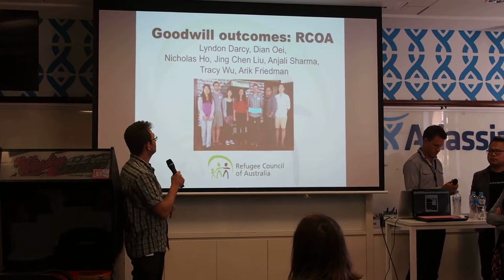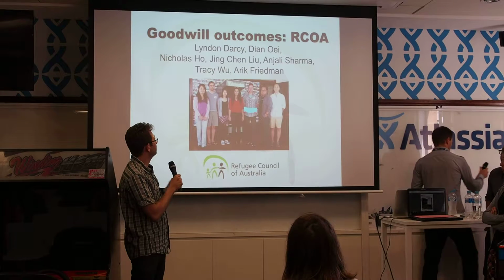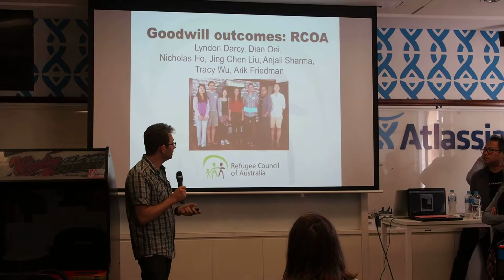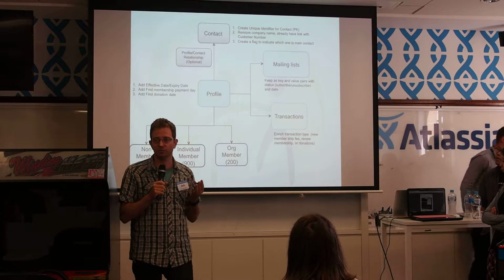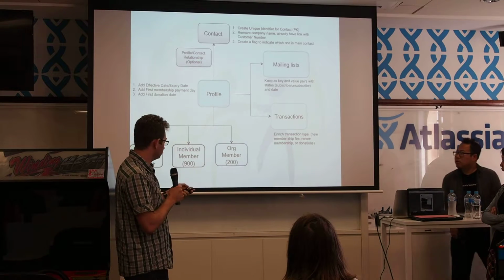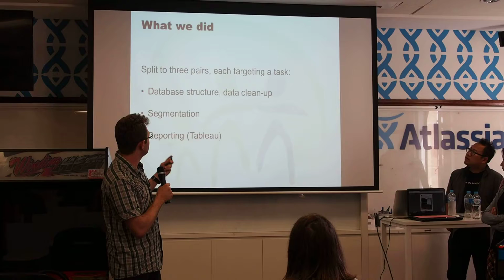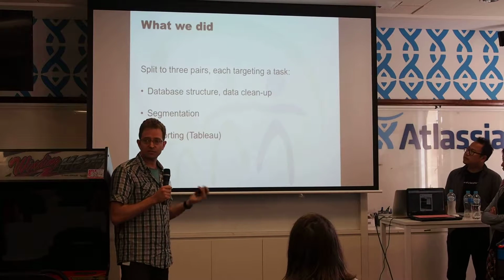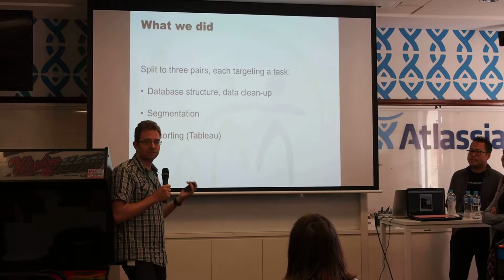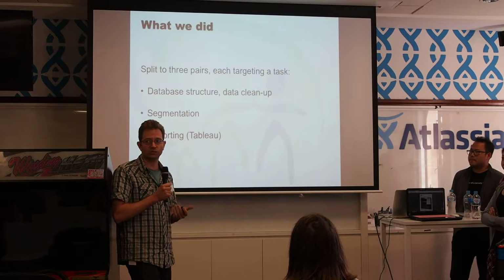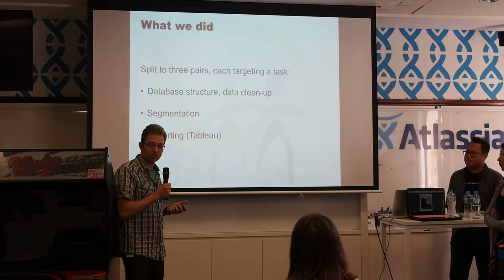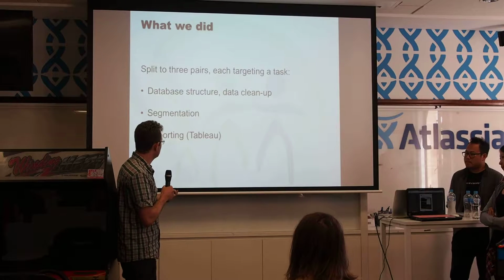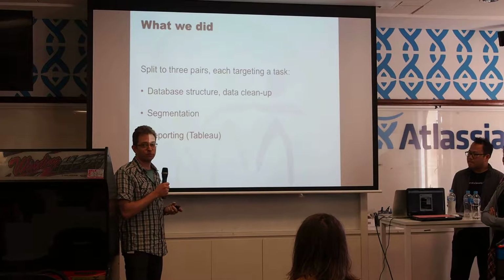So the team was Dian, Nicholas, Jing Chen, Anjali, Tracy, and me. Basically, we had three main tasks, so we split into three pairs. One pair looked into the data structure and data cleanup and things we can propose to RCOA to improve the data structure. Another pair looked into segmentation of donors' data. And the third one looked into reporting.